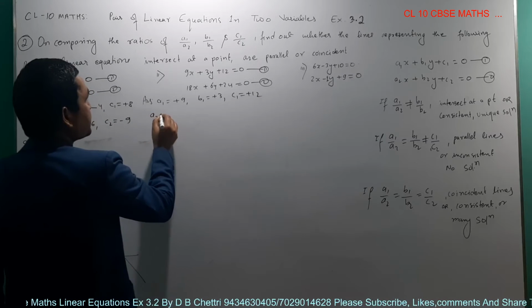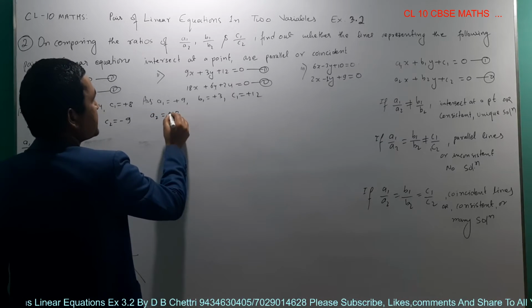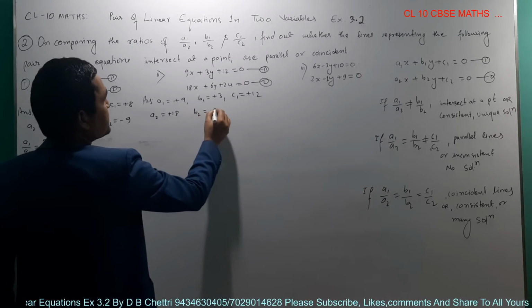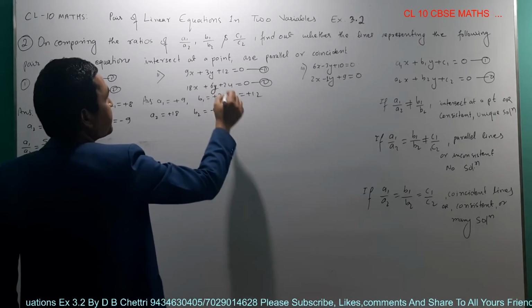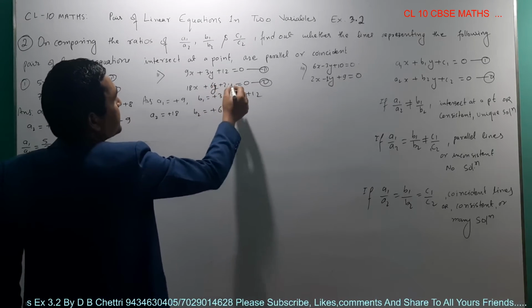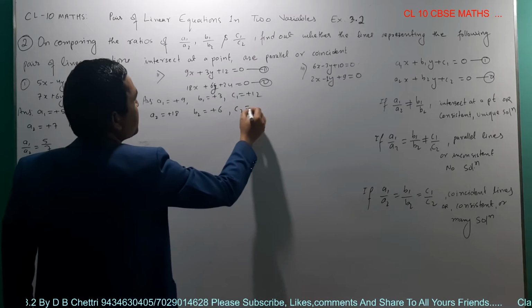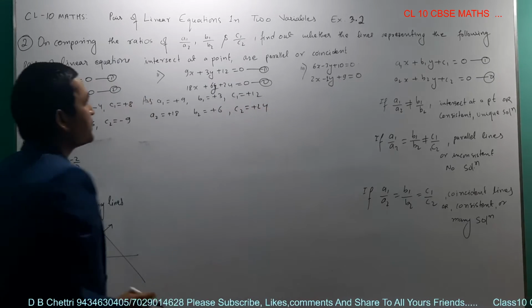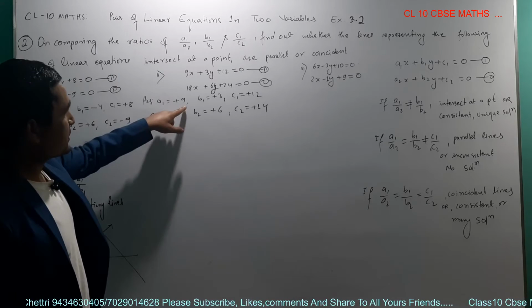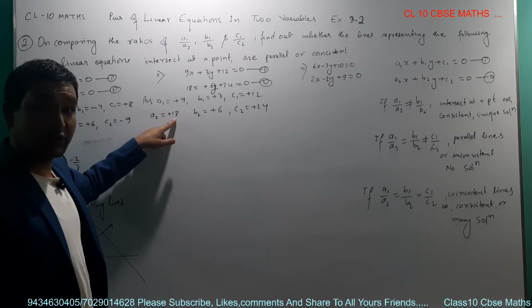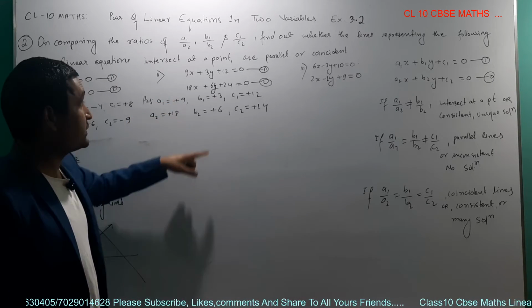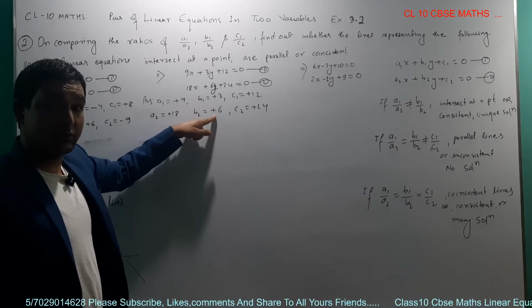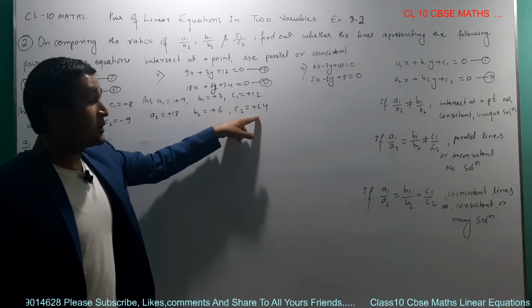Then A2 is how much? Plus 18. B2 is how much? Plus 6. This is Y. Then C2 is how much? Plus 24. You can do it directly from here also. 9 by 18 is 1 by 2, because 9 twos are 18. 3 by 6, 1 by 2. 12 by 24, 1 by 2.